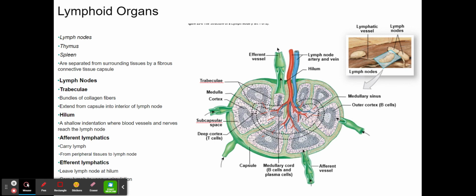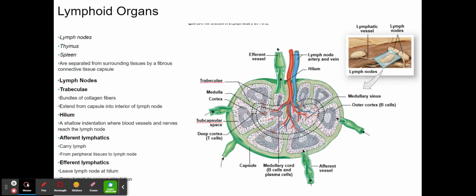Fibrous connective tissue capsules separate lymphoid organs, the lymph nodes, the thymus, and the spleen, from the surrounding tissues. Lymph nodes are small lymphoid organs ranging in diameter from 1 millimeter to 25 millimeters. The greatest number of lymph nodes is associated with the neck, armpits, and groin, where they defend us against bacteria and other invaders. A dense connective tissue capsule covers each lymph node. Bundles of collagen fibers extend from the capsule into the interior of the node. These fibrous partitions are called trabeculae. The typical lymph node is shaped like a kidney bean. Blood vessels and nerves reach the lymph node at a shallow indentation called the hilum.